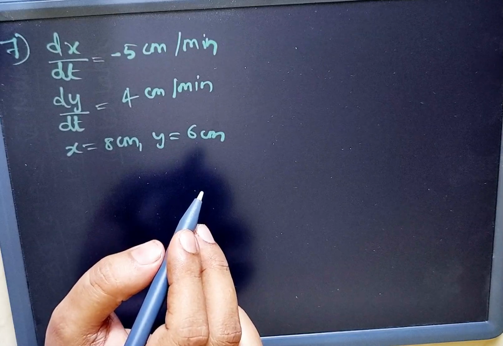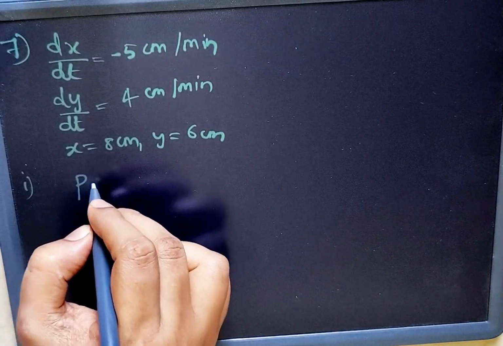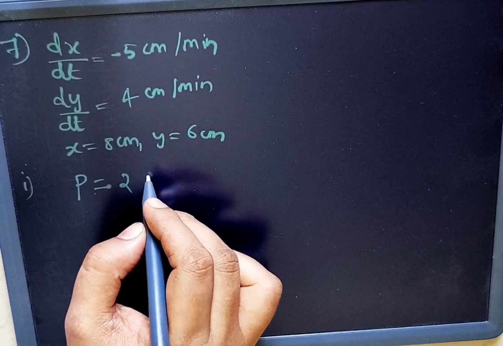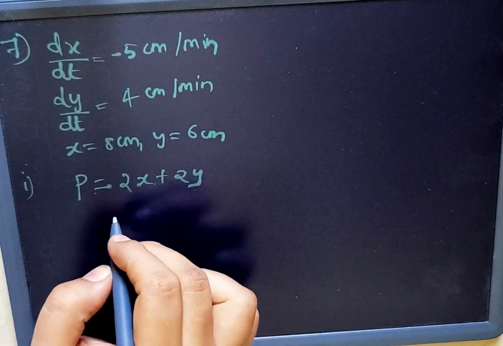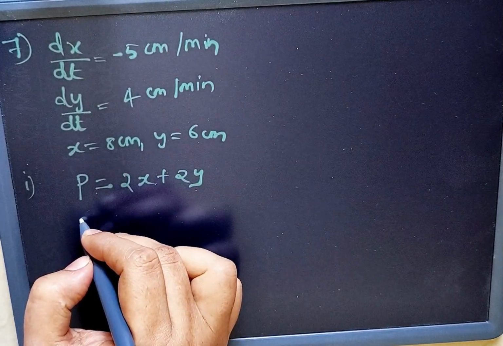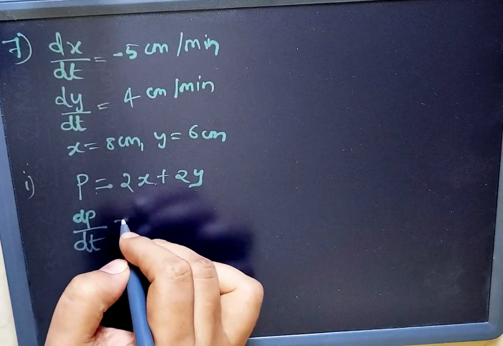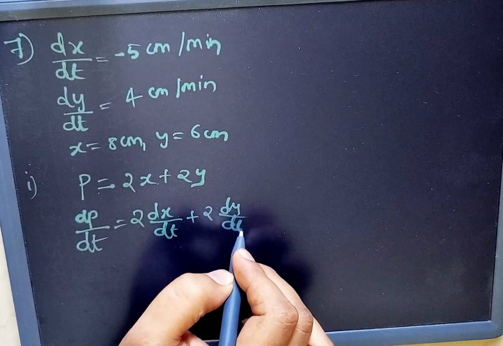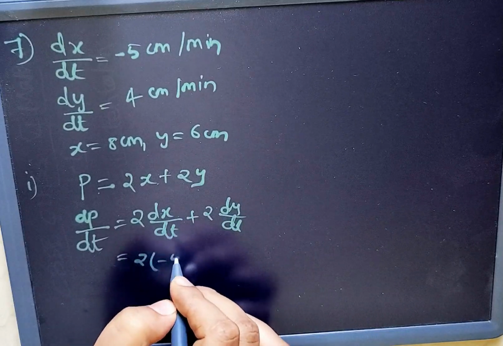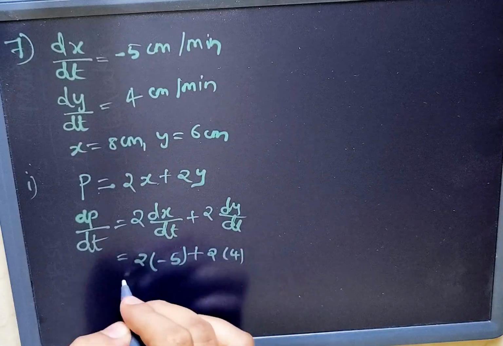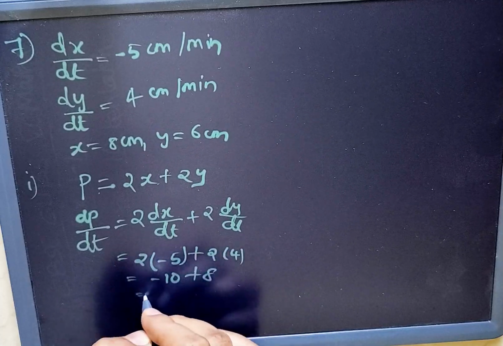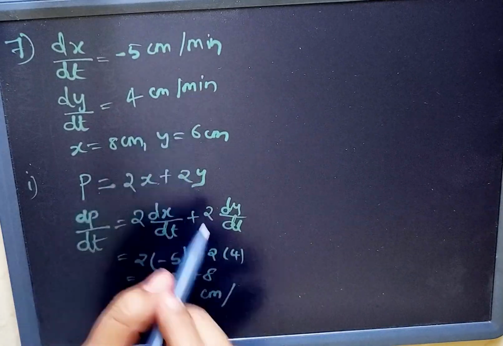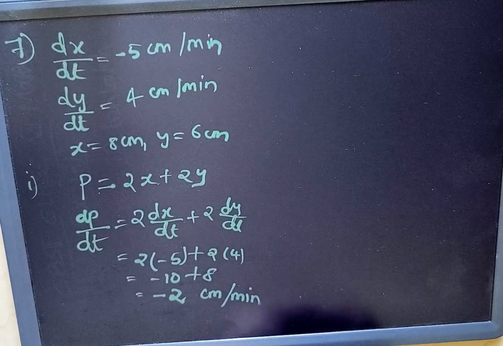Find the rate of change of the perimeter, first subdivision. So perimeter, we know it is 2 into x plus y, or you can take it as 2x plus 2y. Anyway you can take, and with respect to t we are going to differentiate. So dP by dt, here it is 2 into dx by dt plus 2 into dy by dt. Now substituting the values, 2 into minus 5 plus 2 into 4, minus 10 plus 8, it will be minus 2. Units, perimeter it is centimeter, time here they have mentioned as minute, so we will use the minutes.